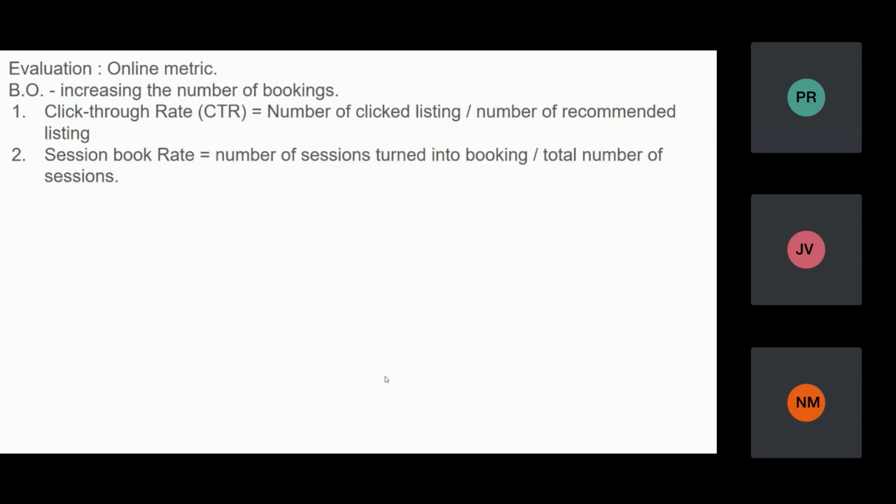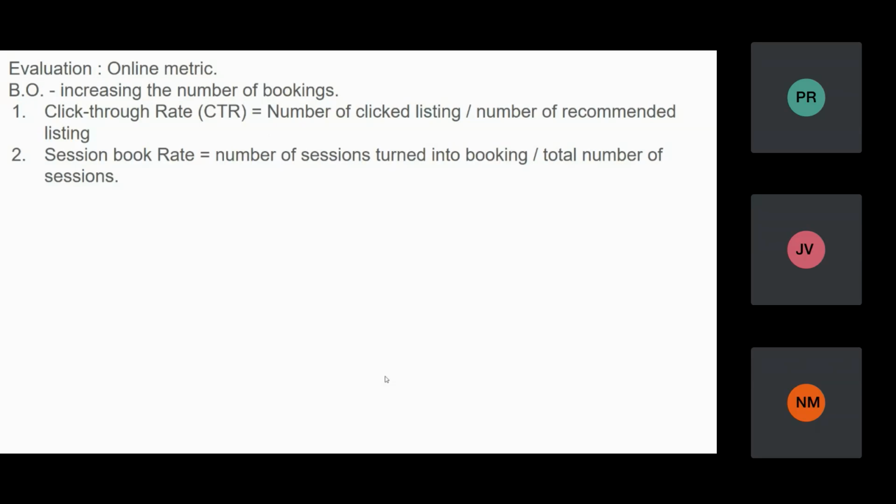As you remember, the business objective was to increase the number of bookings. So for that, we will be using click-through rate, which is the number of clicked listings divided by the number of recommended listings. But click-through rate only measures the engagement, it does not measure how many listings were clicked and then converted into a booked listing.